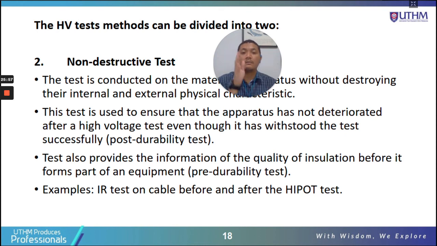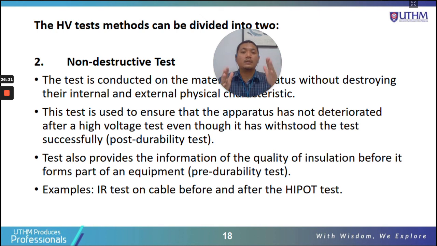Okay, and of course, the reason is we want to compare the IR test value before and after the high-pot test. The cable may pass the high-pot test, but we still have to look at the value of IR test before and after. Okay, if the IR value after the high-pot test is the same as before the high-pot test, means that the cable is okay, very good.